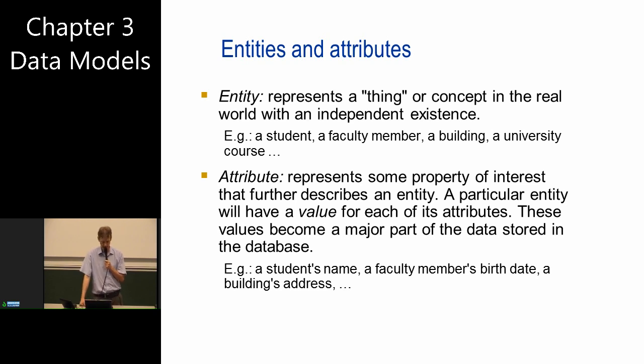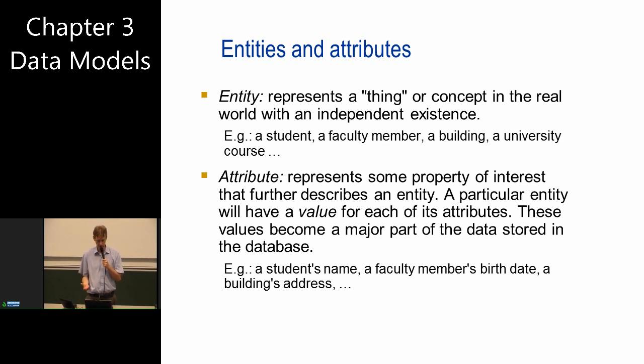First, let's talk about entities and attributes. Entities first. Well, an entity is the same as a record. Remember, in the hierarchical and the CODASYL model, a record was an individual occurrence of a record type. As such, an entity is an individual occurrence of an entity type. So it's going to represent a thing or concept in the real world with an independent existence. A particular student, John Adam. A particular faculty member, Bart Baesens. A particular building, this building. A particular university course, database management. This is an entity, an individual occurrence of an entity type.